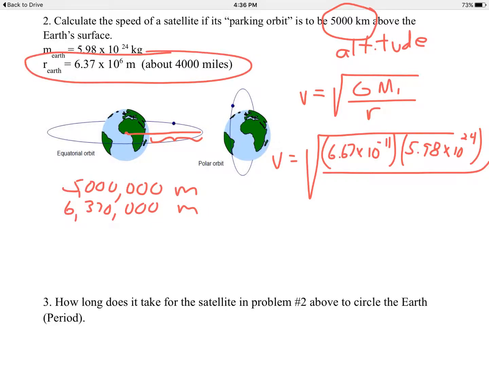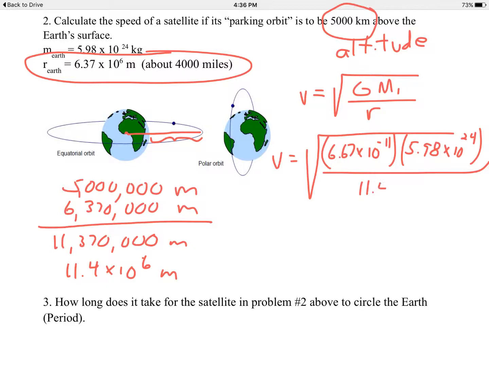Right here. That's 4,000 miles, the rough radius of the Earth. But 6 million meters. So if I add those two numbers, it's essentially 11,370,000 meters, which in unstandard scientific notation would be 11.4 times 10 to the 6th meters, 11 million meters. Or you can say 1.14 times 10 to the 7th if you want. I'll do unstandard form right now, just so you get used to doing something in an unconventional way.